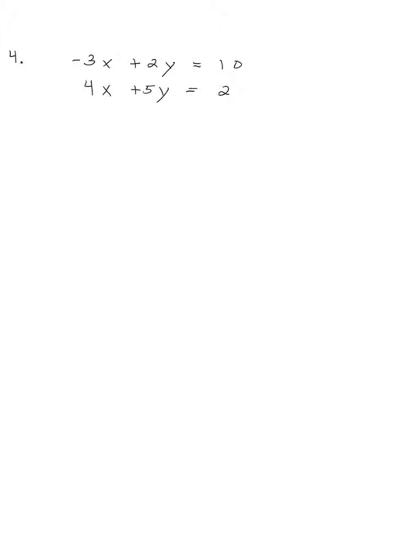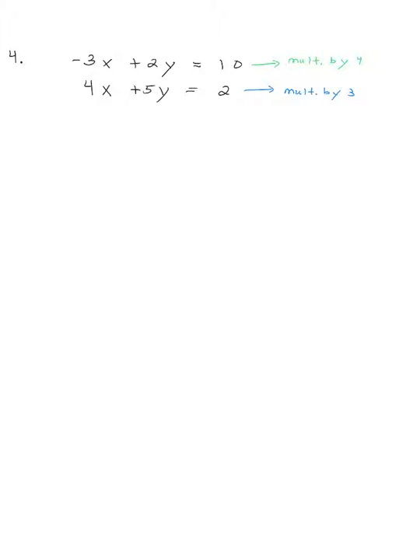To solve this system of equations, I think I'm going to use the addition method again. Since there's a negative and positive in both of the x terms, I'm going to try to cancel the x's. I'll do this by taking the top equation and multiplying it by 4. I'll take the bottom equation and multiply by 3.